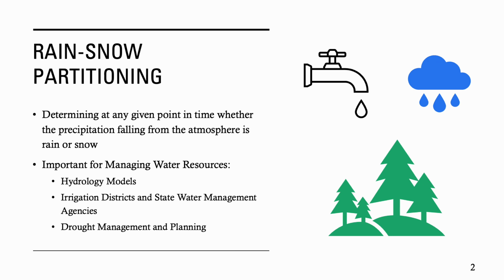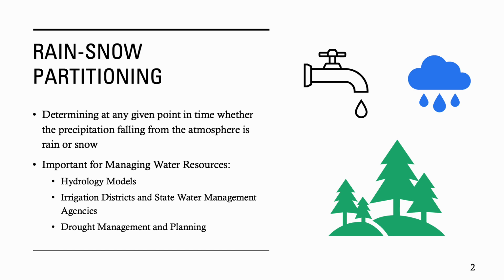Rain-snow partitioning is a process of determining at any given point in time whether the precipitation falling from the atmosphere is rain or snow. This is highly important for managing water resources. Hydrology models, which are used by irrigation districts and state water management agencies, are crucial for forecasting water availability, but simulating rain poses challenges which impacts water availability accuracy.